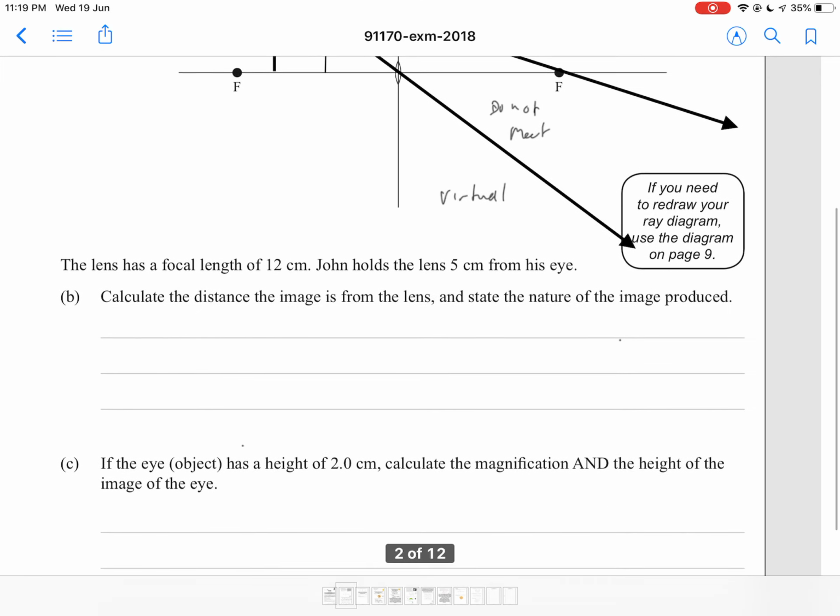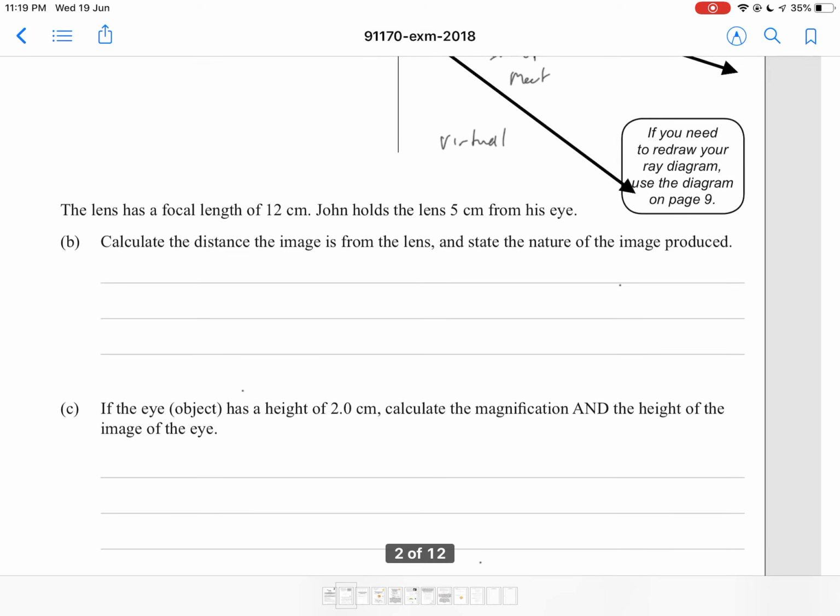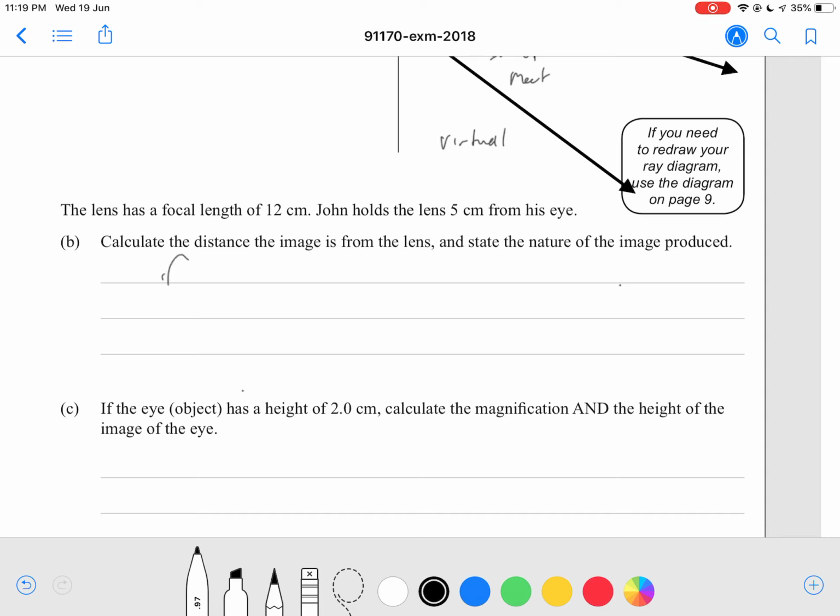The lens has a focal length of 12 centimeters. John holds the lens 5 centimeters from his eye. Calculate the distance the image is from the lens and state the nature of the image produced. So we have our focal length equals 12 centimeters. In a convex lens, the focal length is positive. John holds the lens 5 centimeters from his eye, so his eye is 5 centimeters away from the lens, and the eye is the object. So our distance of object is 5 centimeters, and the distance of image we must find.